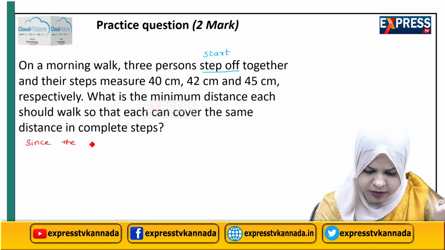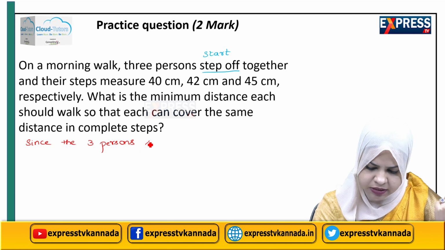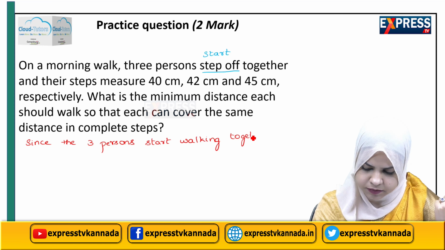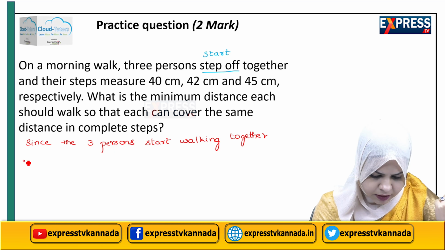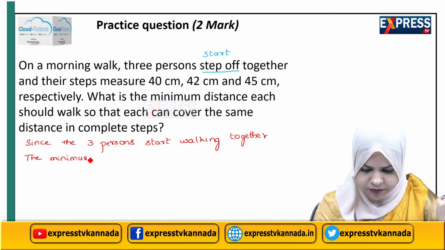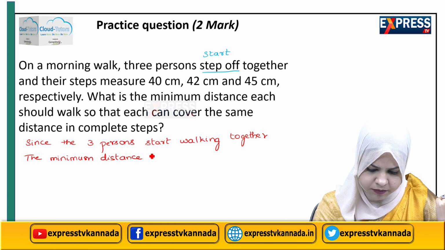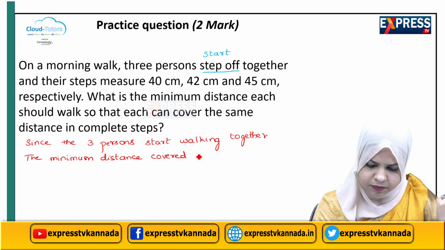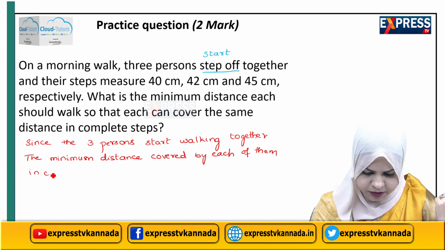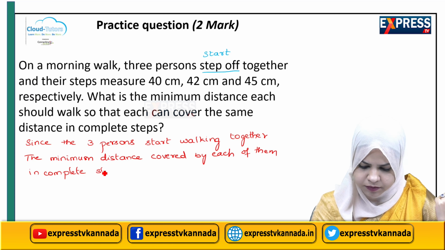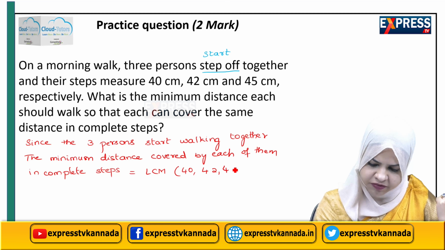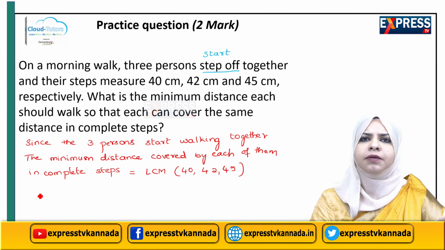Since the 3 persons start walking together, the minimum distance covered by each of them in complete steps will be equal to the LCM of these numbers 40, 42 and 45. So for this, again, let's write the prime factors.